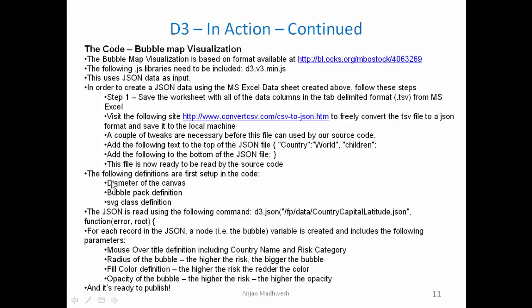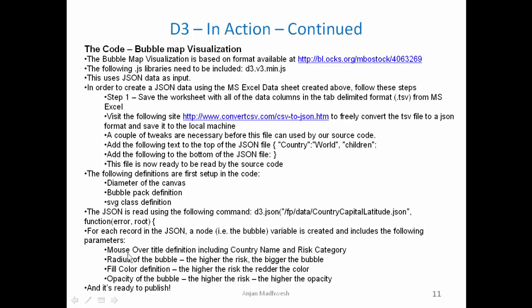The definitions that we have to set up first within the code are the diameter of the canvas on which we are going to display the bubble chart, then the bubble pack definition that I just spoke about, and finally the SVG class definitions. Once these definitions are done, the JSON is read within the code using commands similar to d3.json as shown over here. And then for each record that is read from the JSON, we apply the following features.